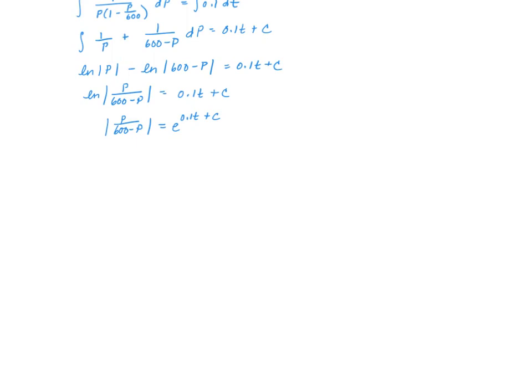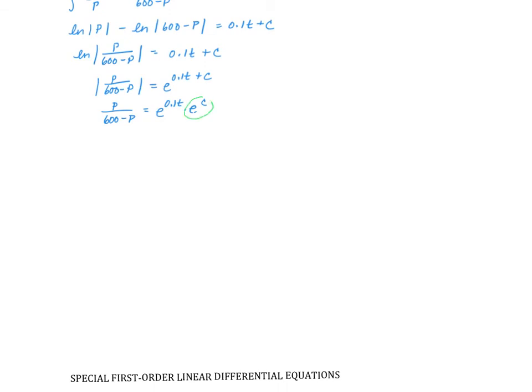Also, on the right-hand side, it's base e. That base e is never going to be negative, so I know I don't need the absolute values. Since the right-hand side is always going to be positive or 0, I'm okay with dropping the absolute values since it's not going to be negative. So this is e to the 0.1 t times e to the c. Now e to the c is just a constant, so I'm going to call this d. All right. P over 600 minus P is equal to this constant D, e to the 0.1 T.